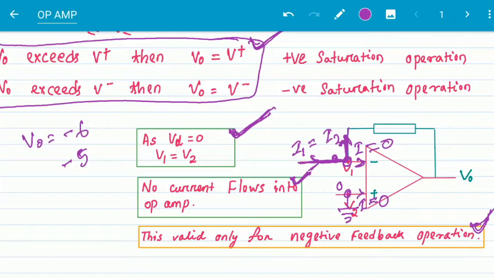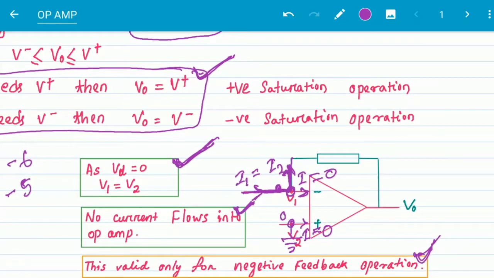So we have these points we have to remember for solving many of the problems asked in many exams. First thing, I am once again repeating: if the output voltage exceeds any of the saturation voltages, then the answer will be that saturation voltage. Second thing, Vd is equal to 0, that means the inverting terminal voltage will be equal to the non-inverting terminal voltage. The third thing is no current flows into the op amp. And the fourth thing is negative feedback operation should be given.